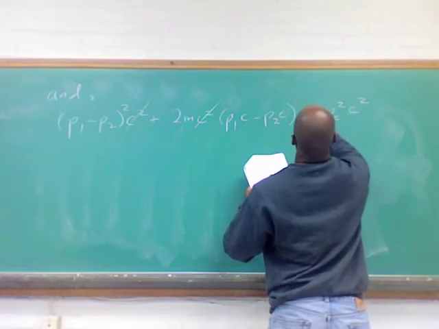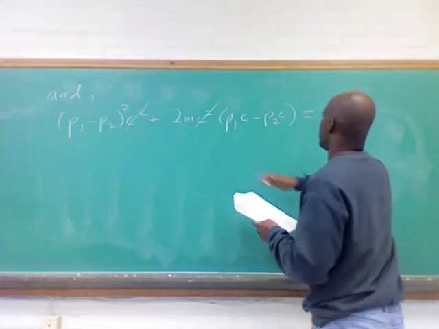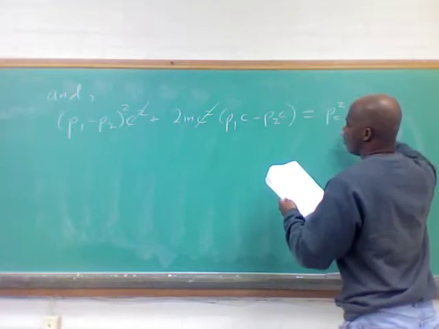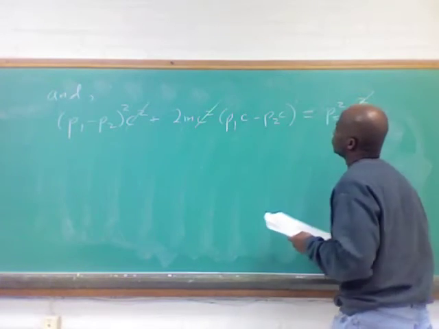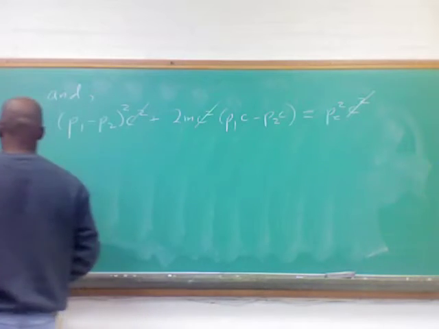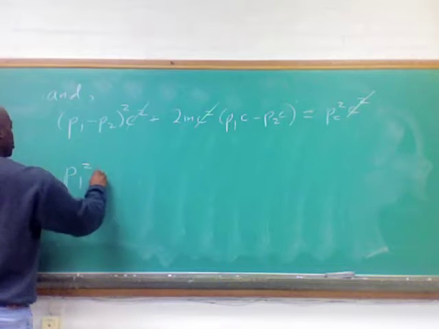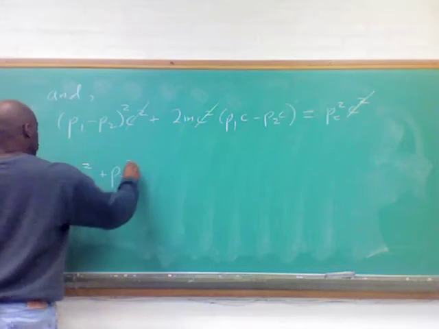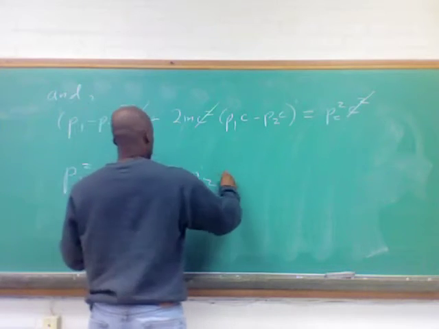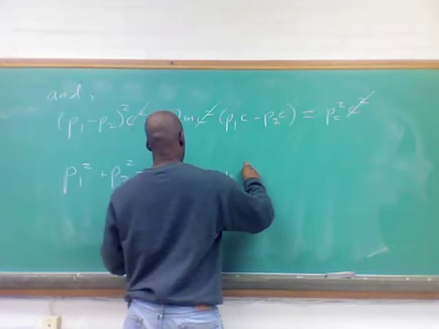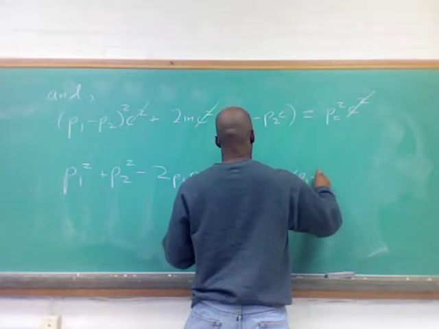Sorry, this is equal. So that was the left-hand side or right-hand side. We got rid of the MC squares. We can cancel out the C squareds. And we're left with P1 squared plus P2 squared minus 2 P1 P2 plus 2MC (P1 minus P2).